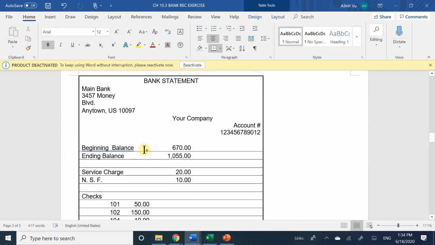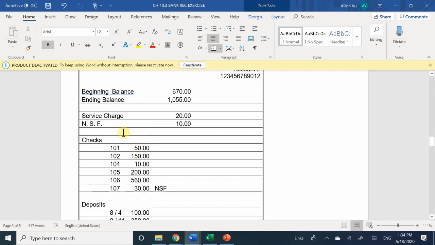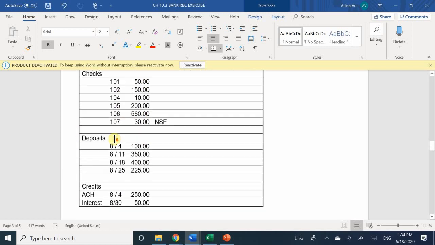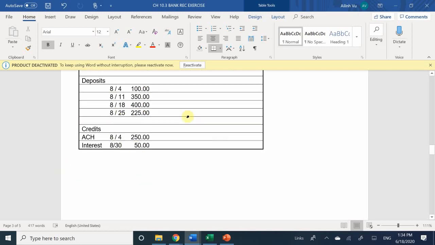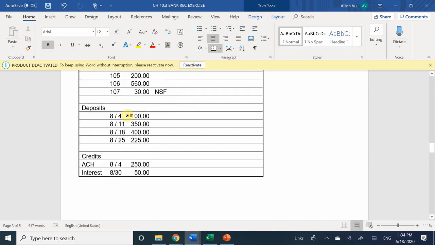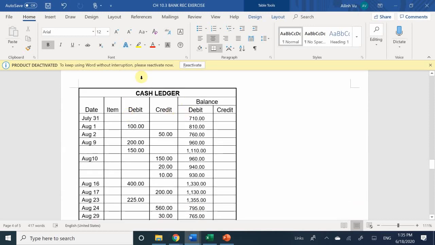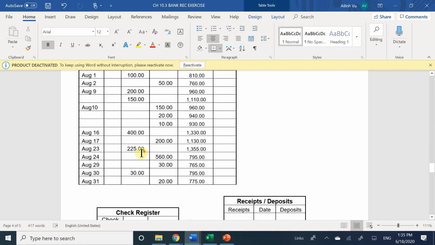So here's your bank statement. It's going to have all the information, including all the checks that you've written, all of your deposits that you've made, and all the entries that you've collected. At the top are all the service charges that you have accumulated. Lastly, we're going to be looking at two more things. Here's the cash ledger. This is what we see in our books, right? This is us recording every single check that we wrote and every deposit that we've made.